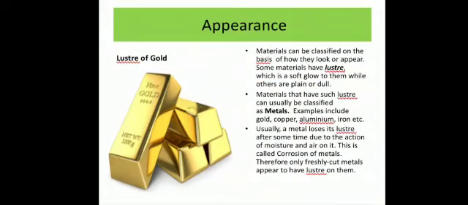Diamond is also included in luster properties. Okay. So those materials which have dull appearance are said to have no luster. For example, paper, cardboard, wood, chalk, cotton, plastic, rubber, sand. These are the examples of dull appearance. Okay.